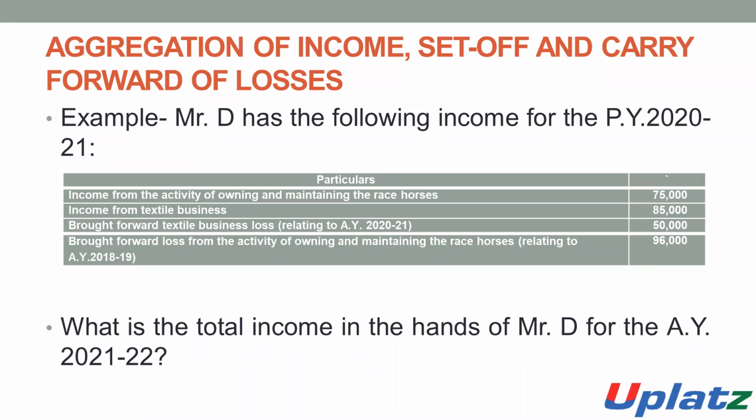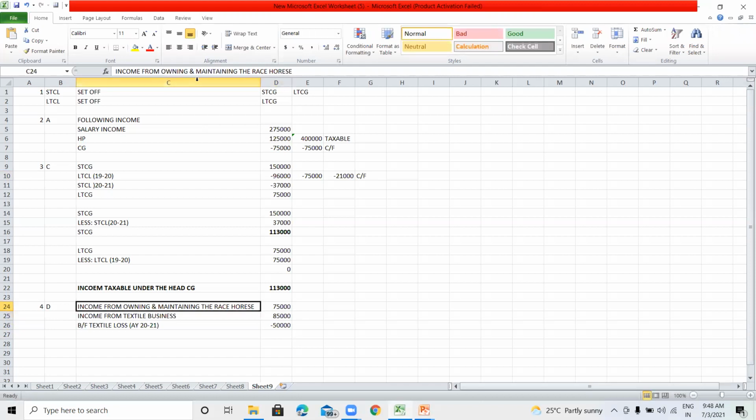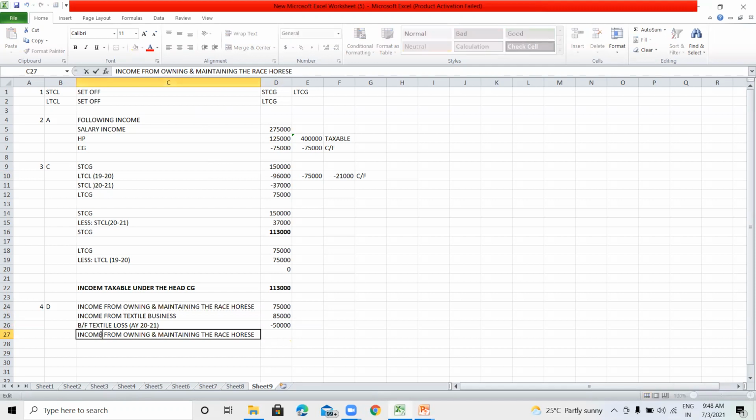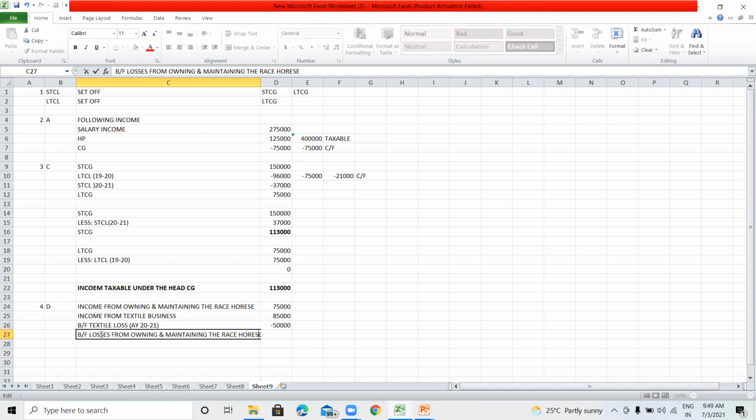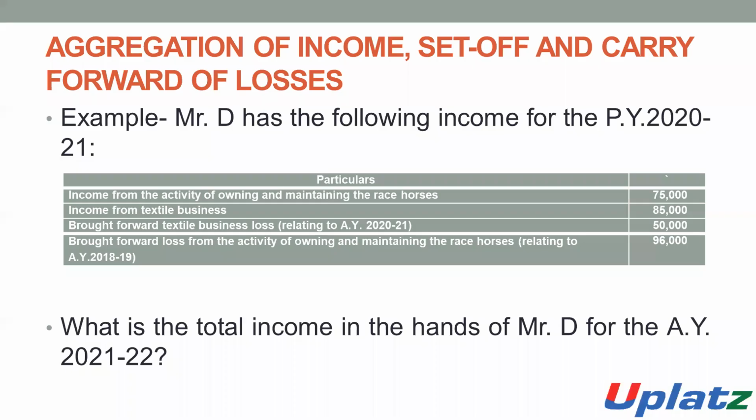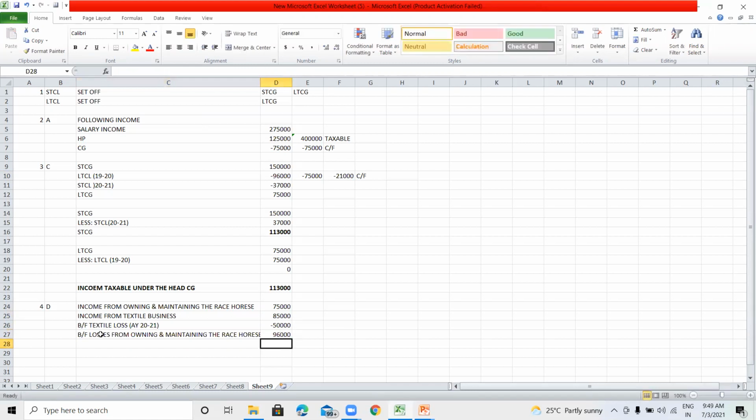Next, brought forward loss from the activity of owning and maintaining the horse race, for the assessment year 2018 and 2019. The loss amount is 96,000 rupees.